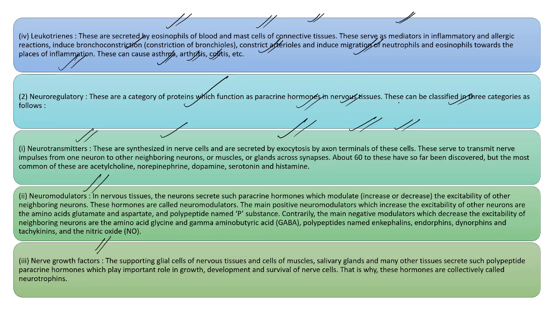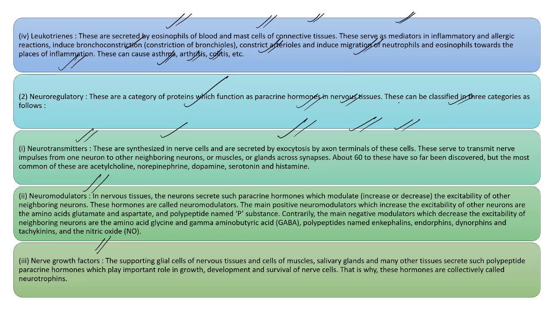They serve to transmit nerve impulses from one neuron to another neuron, or a muscle at the neuromuscular junction, or a gland, across synapses. About 60 of these have been discovered so far, but the most common of them are acetylcholine, norepinephrine, dopamine, serotonin, and histamine.